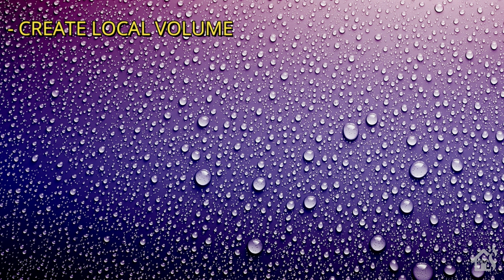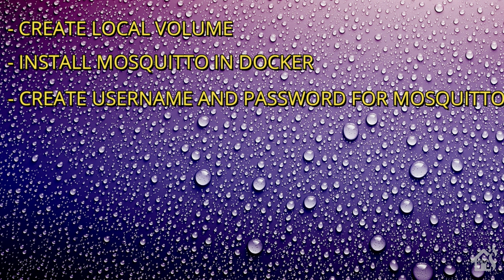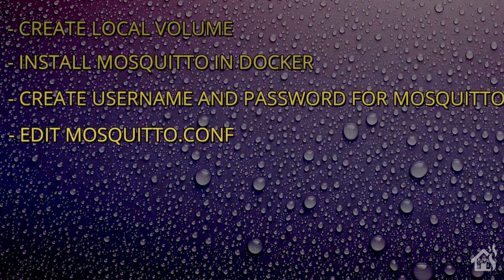container. Once we do that, we will install Mosquitto in Docker, and we'll be using docker-compose. That's kind of the way I've been installing all of my Docker images lately, so we're going to stick with that as well. Once we do that, we will create a username and password in Mosquitto. And lastly, we'll just do some minor changes to our mosquitto config file. So let's get started.